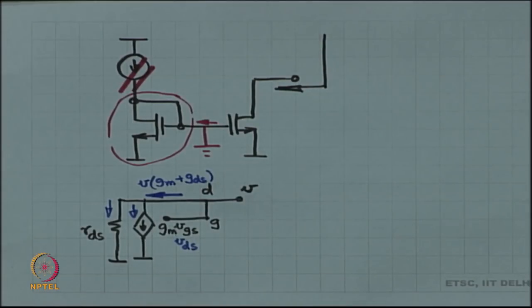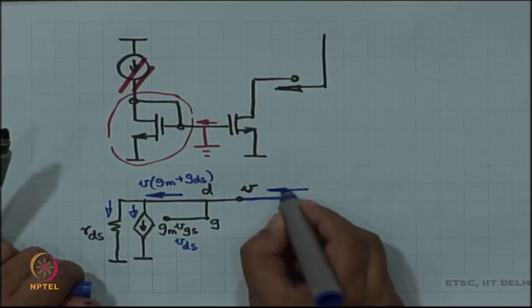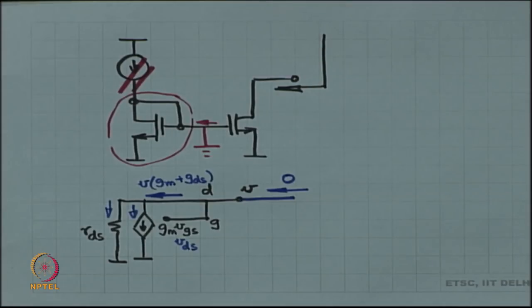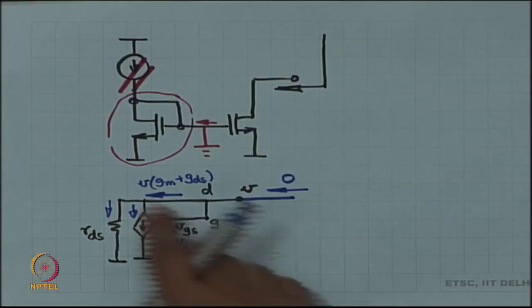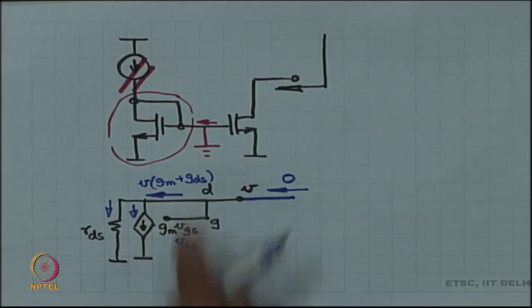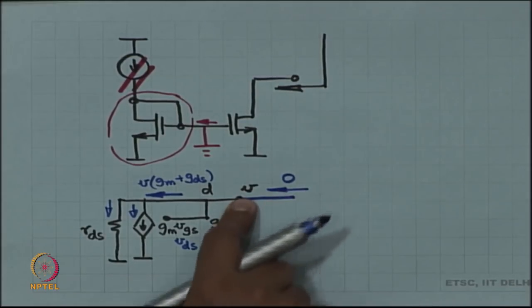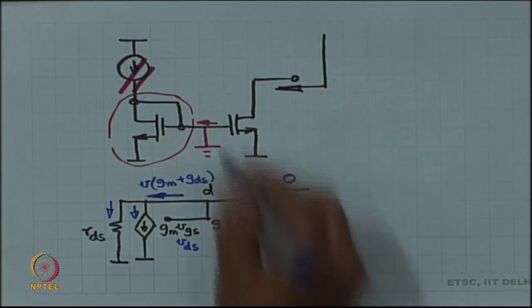Okay. Now, I am telling you that this net current is 0 because there is a gate over here and no current can come through a gate. So, what does it mean? What does V have to be then? This current is, if this is V, then the current is V times GM plus GDS. All right. Now, I am saying that the current is 0. So, what is V? V has therefore got to be equal to 0.